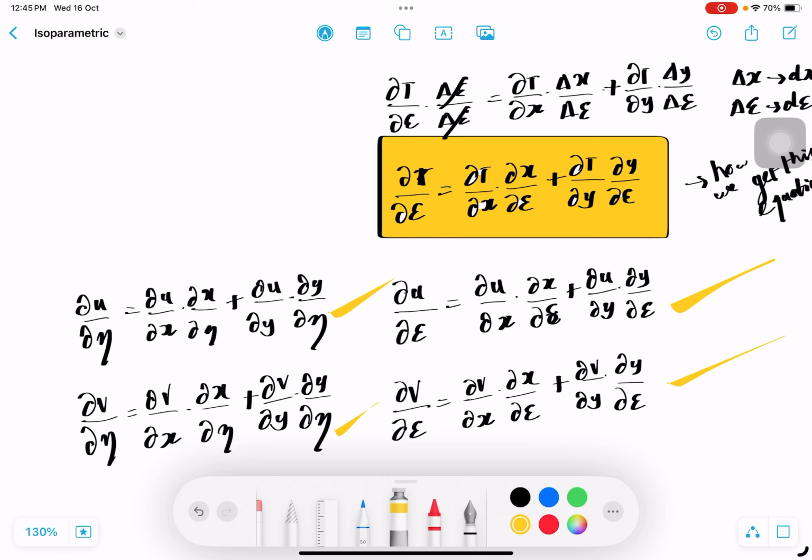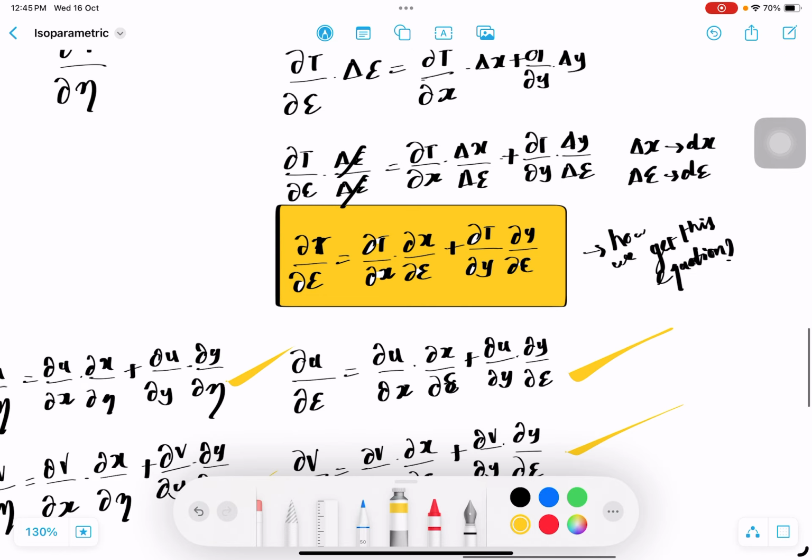I hope these 4 equations, how we get this chain rule, please pause and ponder on this equation. There is an analogical explanation for how we end up with the chain rule for this equation. Hope this is useful.